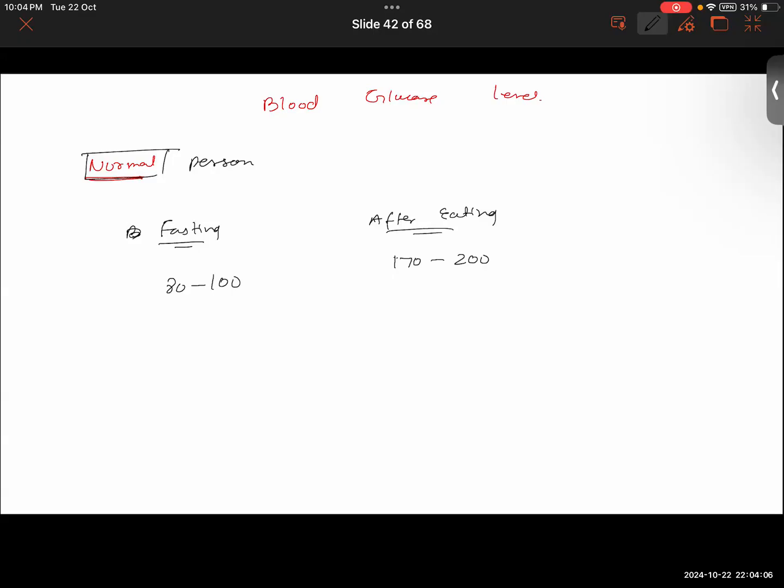Then 2 to 3 hours after eating, it is 120 to 140. Exactly, that is 120 to 140. Okay, this much should be clear, I suppose. Any questions from this?